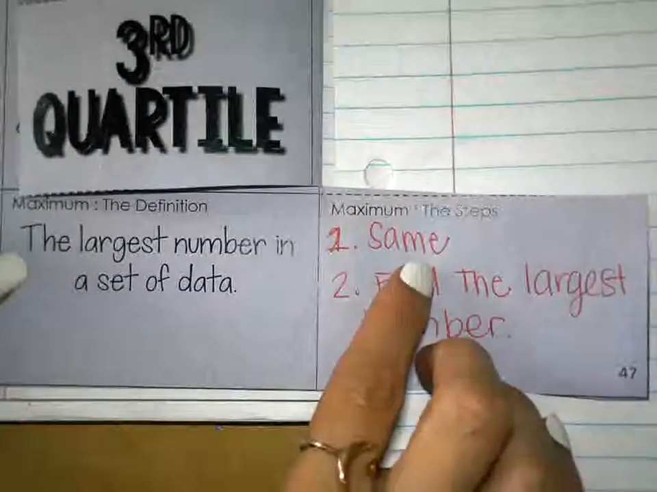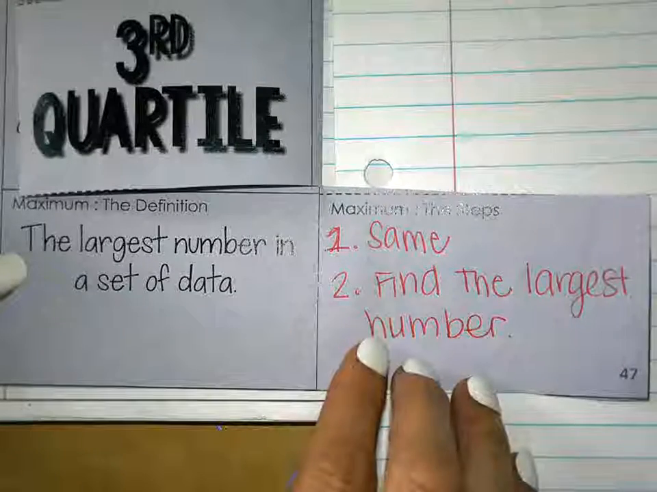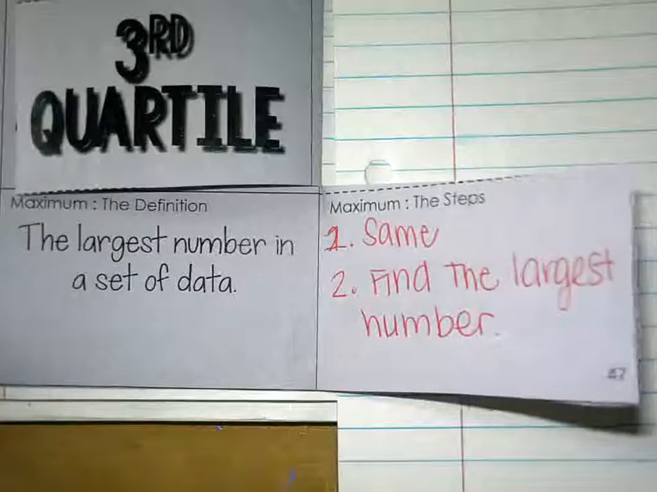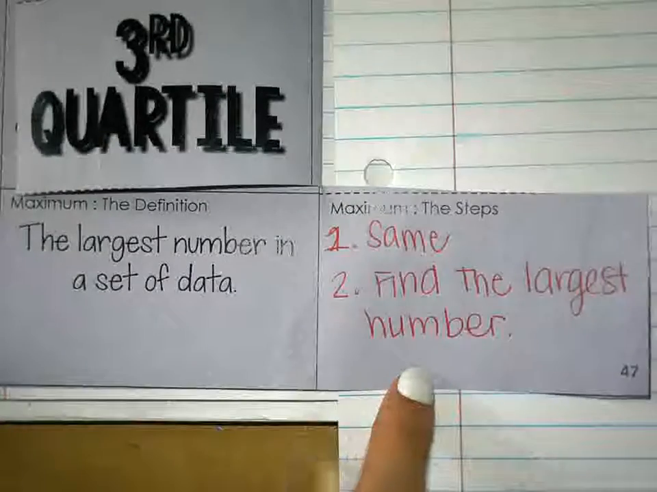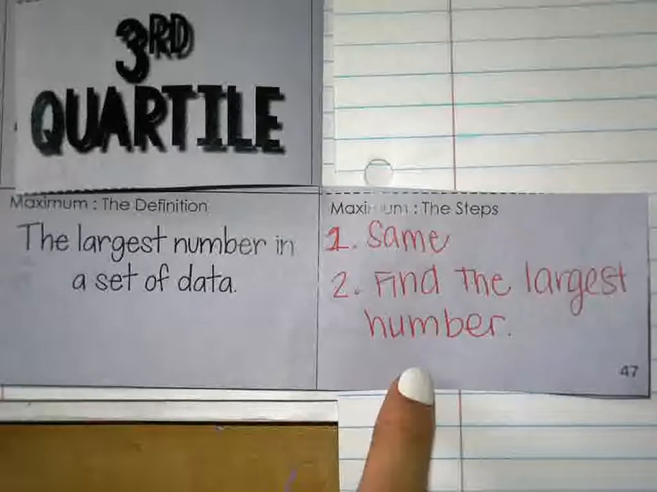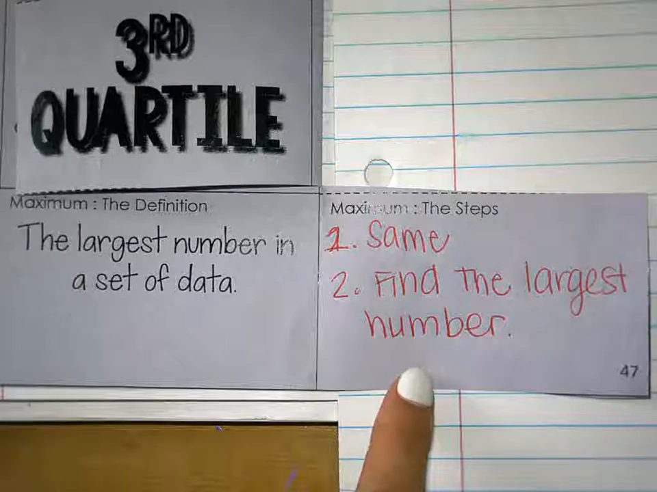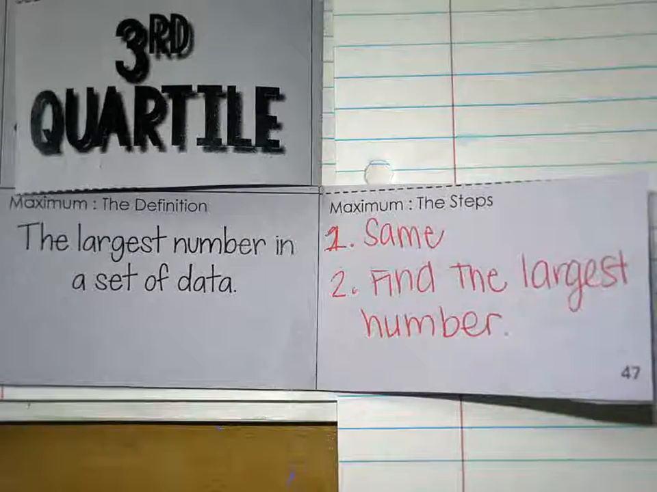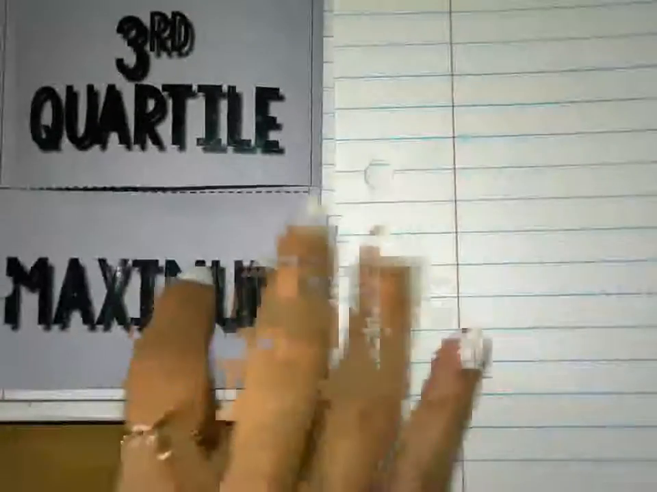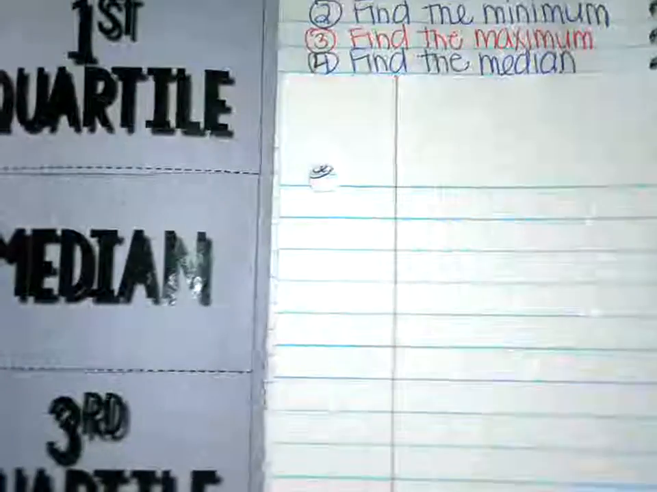So step 1, put the numbers in order from least to greatest. Step 2, find the largest number. Once you've ordered them from least to greatest, the largest number, that's your maximum. That's your biggest number. That's all you have to do for minimum and maximum: just look at the numbers. What's the biggest? What's the smallest? I need to know those numbers. So those two should be fairly basic and simple. The next easiest one, which is step number 4, is to find the median.